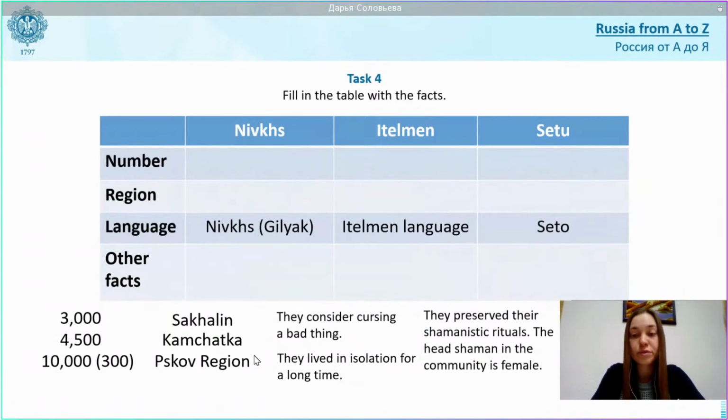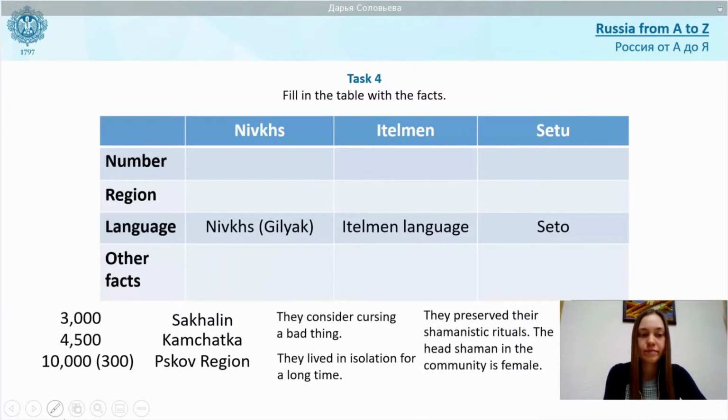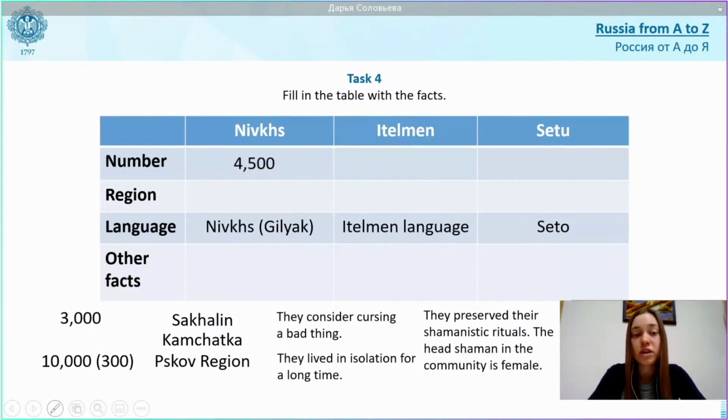So the first ethnic group was the Nivkhs, Нивки, you can say in Russian. The second, Itelmen, and the last one, Seto. So first of all, let's fill in the table about the Nivkhs. So their number. Their number is 4,500.